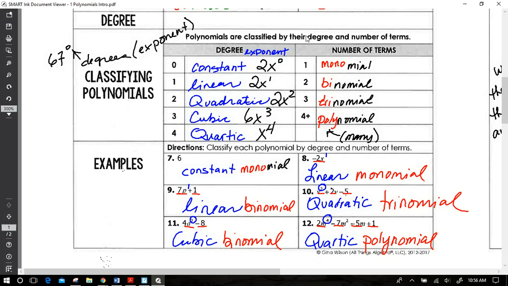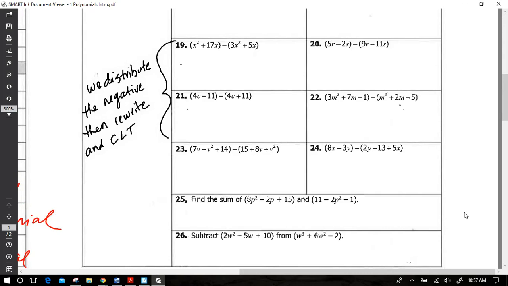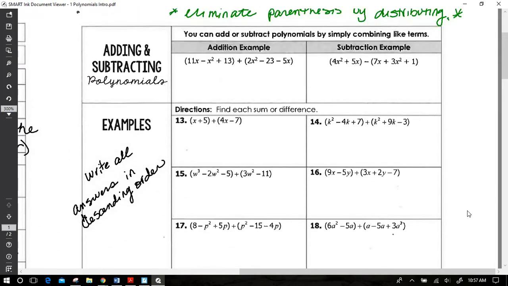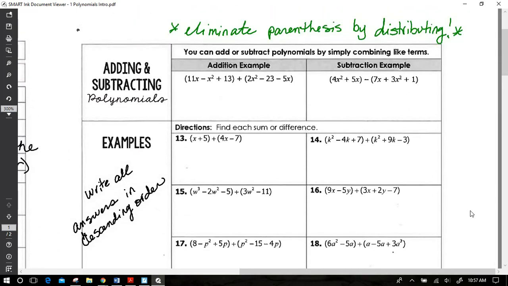Great job, everybody. So now that we know what to call these polynomials and how we order them the proper way, let's go start adding and subtracting with them. And this is going to feel really, really similar to what you were doing when you were just combining like terms with multiple parts, okay?